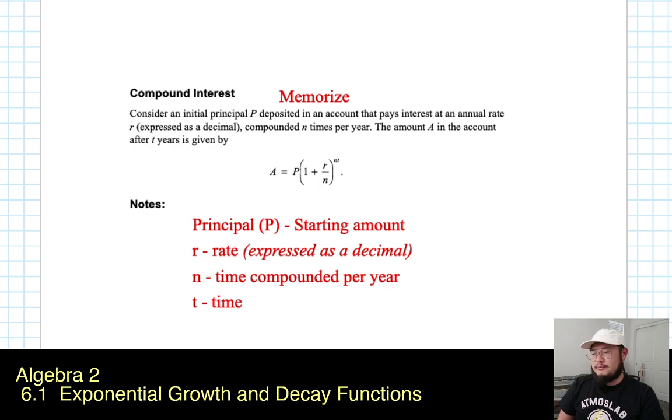Consider an interest principal. Okay, we use the letter P for principal, and then it's deposited in an account that pays interest at an annual rate of r, expressed as a decimal. So right here it says compounded n times per year. The amount A in the account after t years is given by this equation, once again, that I'm asking you to memorize. Well, what is compound interest?